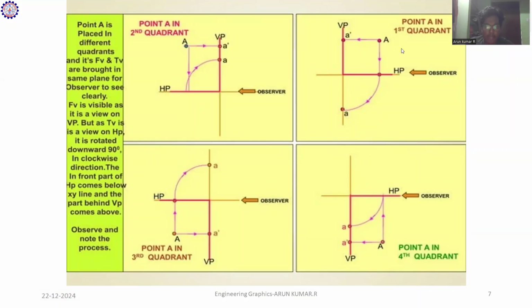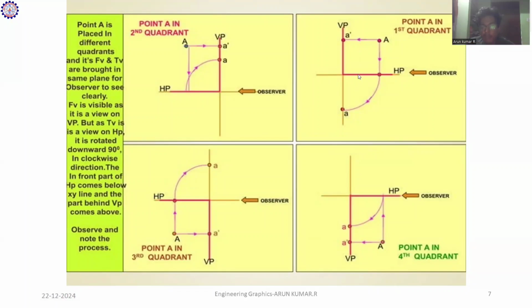The front view of point A is located on the vertical plane and is indicated as A dash. The horizontal plane is rotated in an anticlockwise direction by 90 degrees. When the observer looks at the top view of point A, it comes downward. So A dash is above the HP, and the top view is below the VP. That is the main point we are discussing.